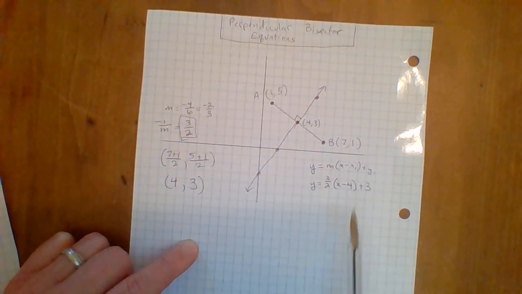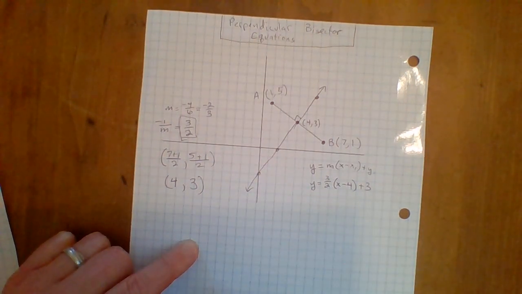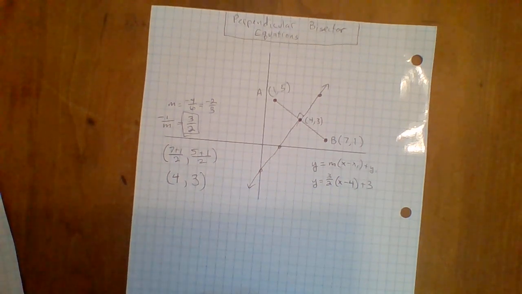So now take this information and see if you can graph those three lines on the assignment and do the exit ticket.